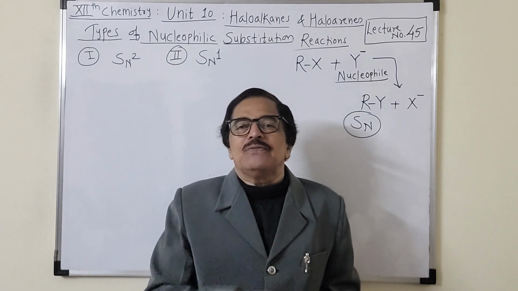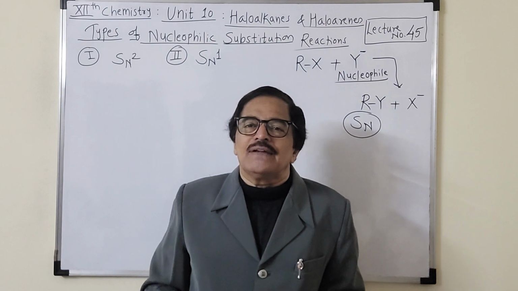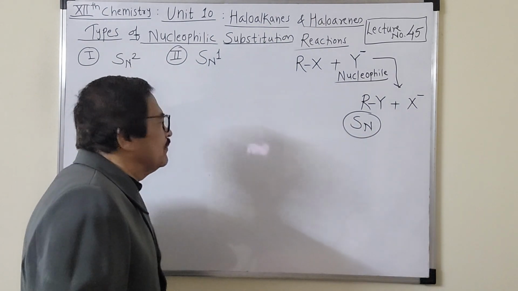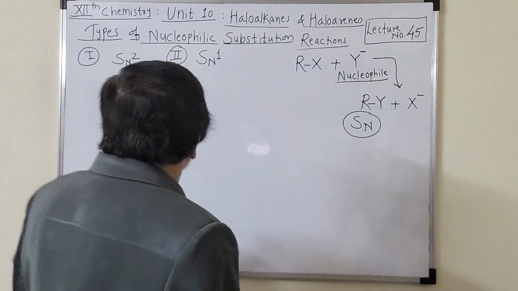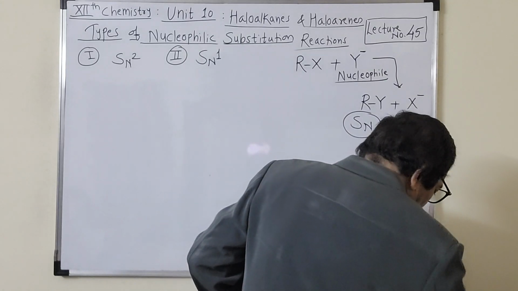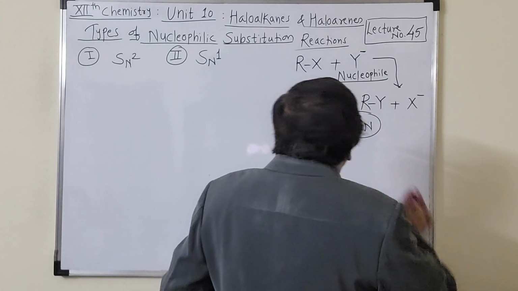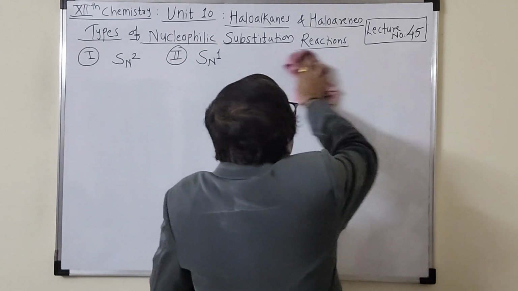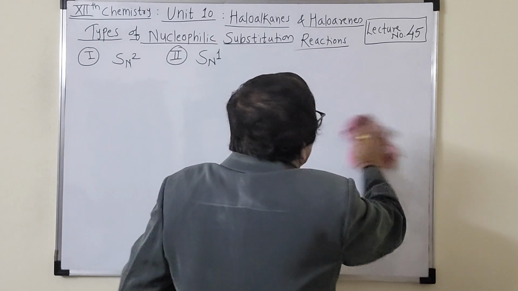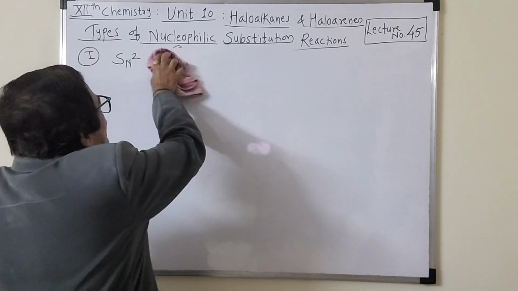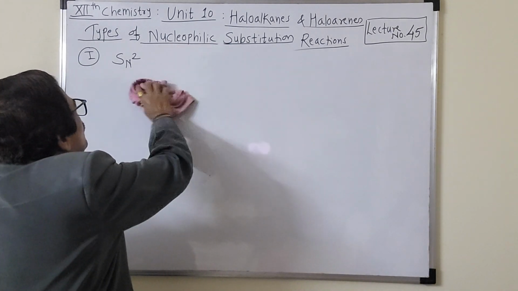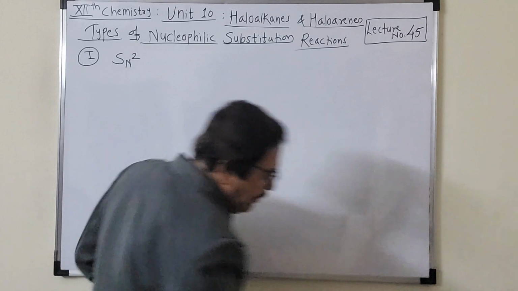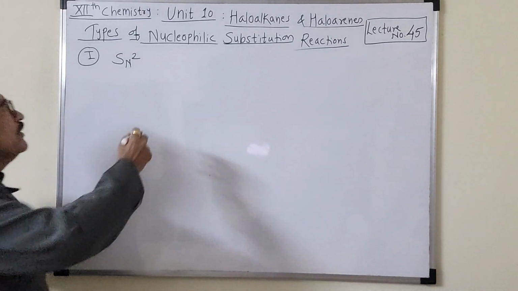Now there are two types, I told you. One is SN2, the other is SN1. So let us learn one by one all these two types. First of all, we will go to the SN2 reaction. SN2 we shall learn in the latter part. Now what is meant by an SN2 reaction? With the help of the mechanism we can prove it is an SN2 reaction.